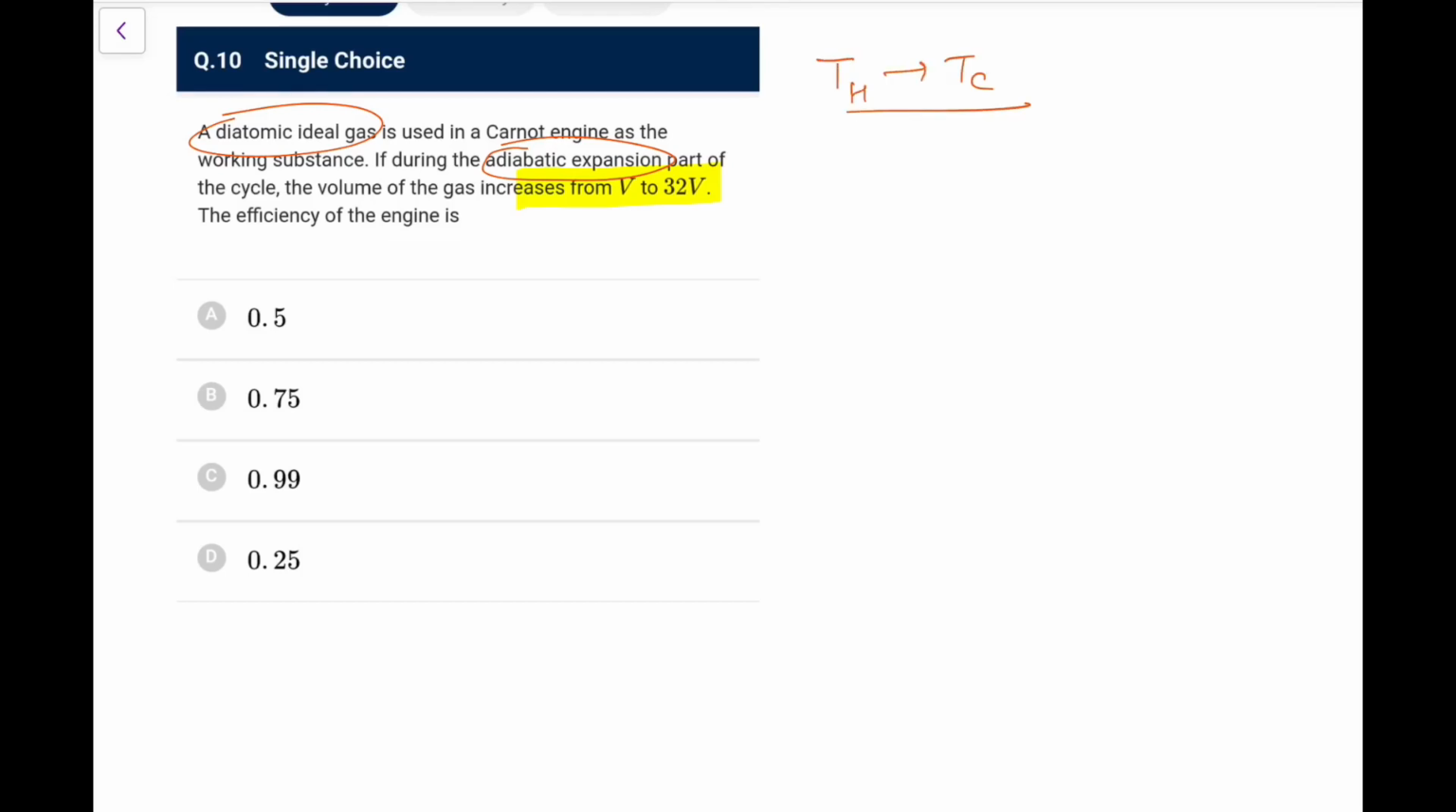So in the adiabatic process, TV to the power gamma minus 1 is constant, so TH into V to the power, because it is diatomic, gamma is 7 by 5, minus 1 would be 2 by 5, that would be equal to TC into 32V to the power 2 by 5. So from here the value of TC by TH comes out as 1 upon 32 to the power 2 by 5. So 1 upon 32 is 2 to the power 5, so it would be 1 upon 2 square, that is 1 by 4.